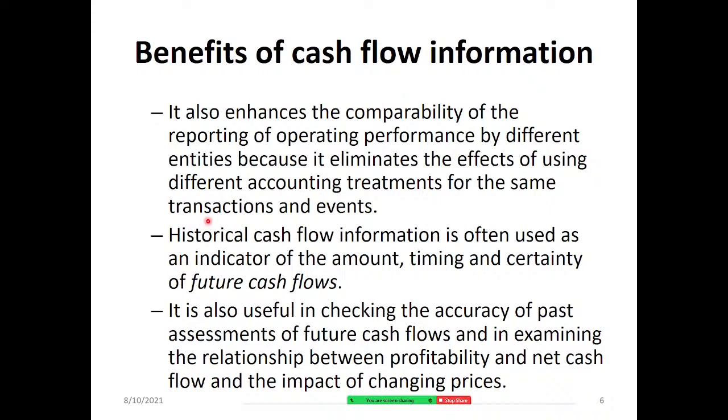So historical cash flows, so 2018, 19, 20, 21. Historical cash flow information is often used as an indicator of the amount, timing, and certainty of future cash flows. So we can do a trend analysis. Based on the historical information about cash flows, we can predict the future cash flows. It is also useful for checking the accuracy of past assessments of future cash flows and examining the relationship between profitability and net cash flows and the impact of changing prices.